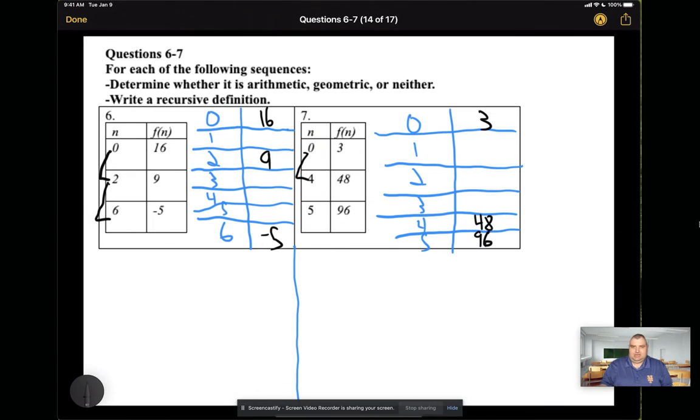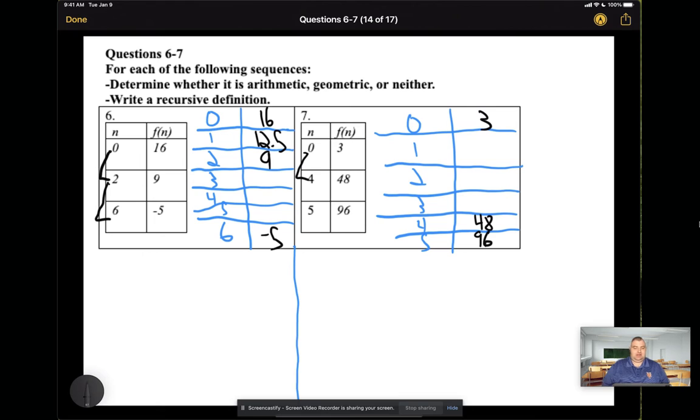So 16 minus 3.5. And if you can't do it in your head, that's okay. Use a calculator, use the one on your phone, use Desmos, use the one on your computer, whatever you're comfortable with. So 16 minus 3.5 is 12.5. The question is, is 12.5 minus 3.5 equal to 9? And it is.